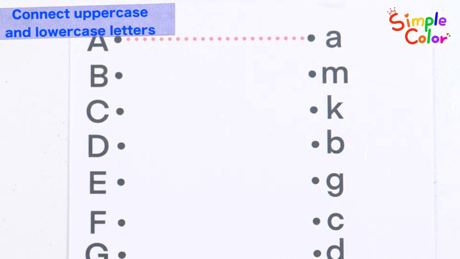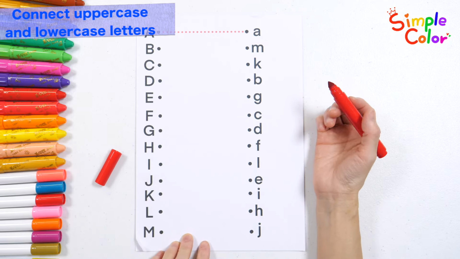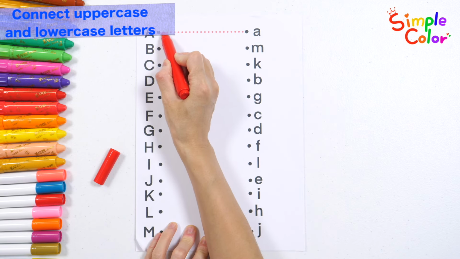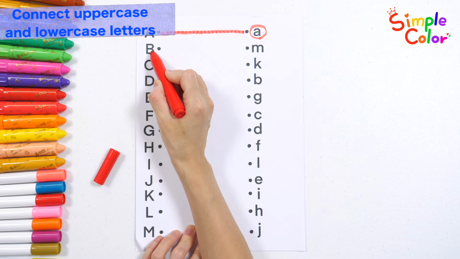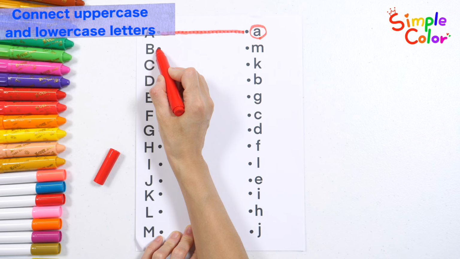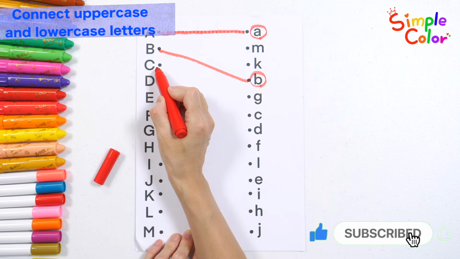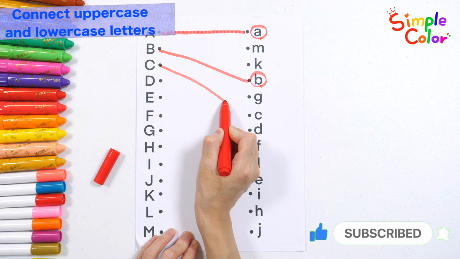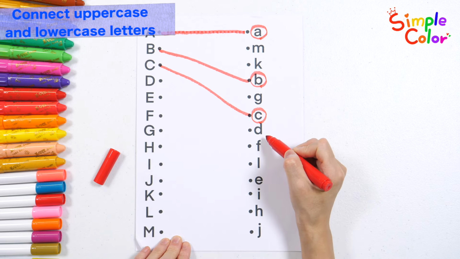Let's read the uppercase letters and find the lowercase letters and connect them with lines. How? Uppercase A. Lowercase A. Uppercase B. Find the lowercase B. Lowercase B. Uppercase C. Lowercase C. Uppercase D.